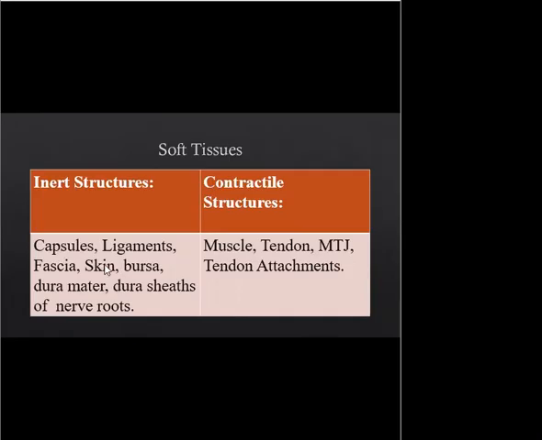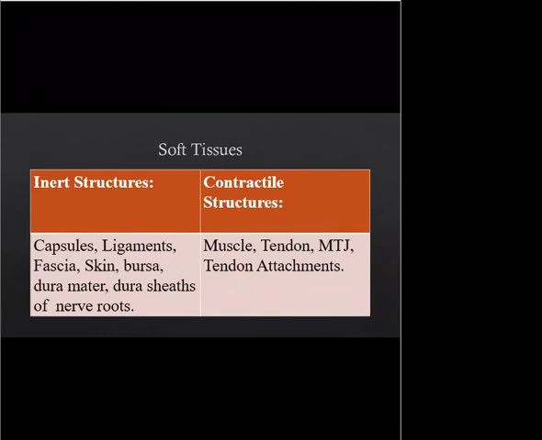For example, capsules, they do not contract. Ligaments, they do not contract. Fascia, contract in the sense of active contraction. Okay, fascia, skin, bursa, dura mater, dural sleeves of the nerve roots. Now these are non-contractile or inert structures.